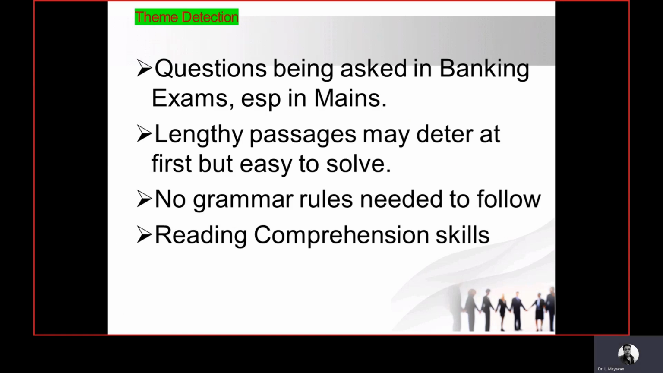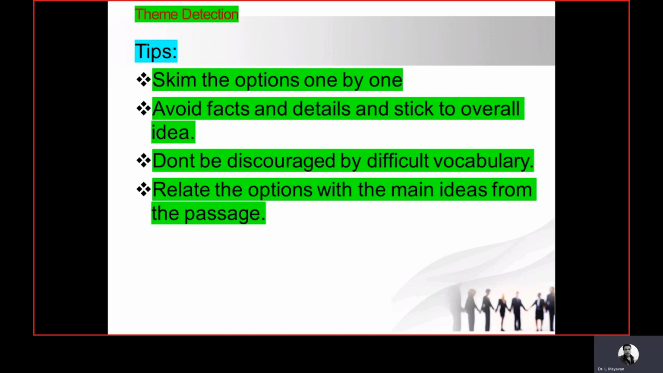And no grammar rules needed to follow. This is a reading comprehension skill. It has nothing to do with grammar, but you will have to identify and understand what exact message or theme of the content is conveyed, and choose from the options the correct one, which is most related to the passage. It's a type of reading comprehension skill.